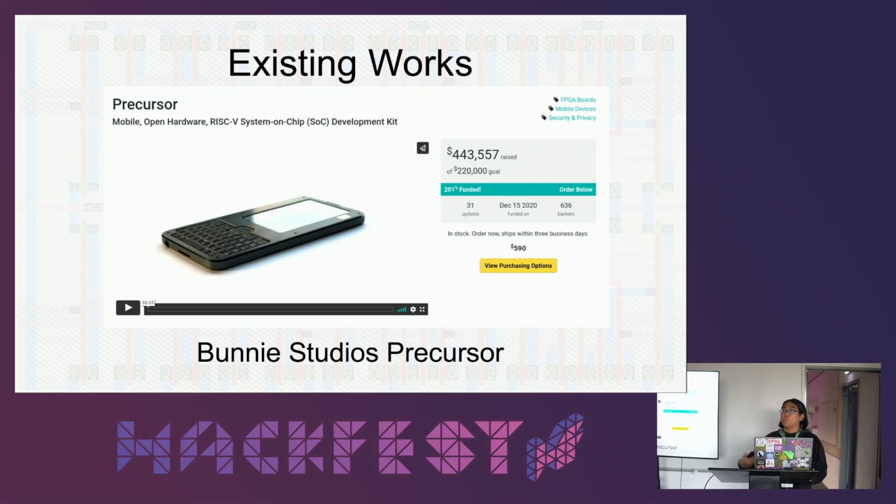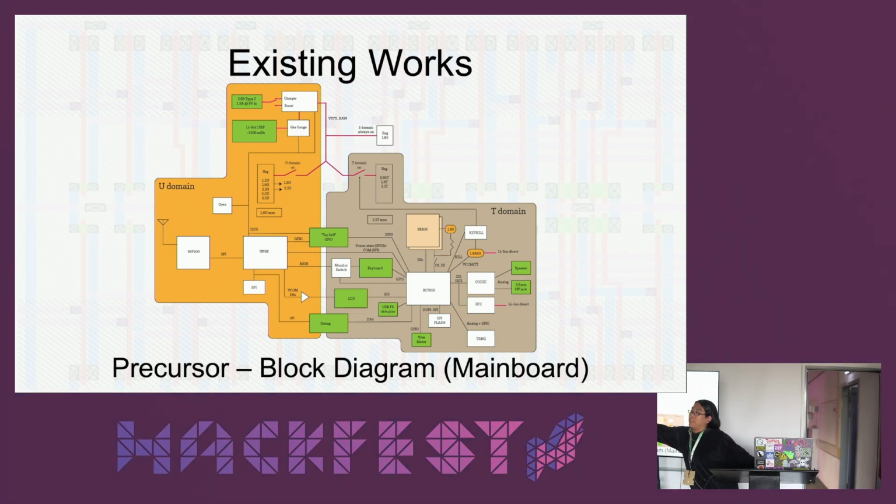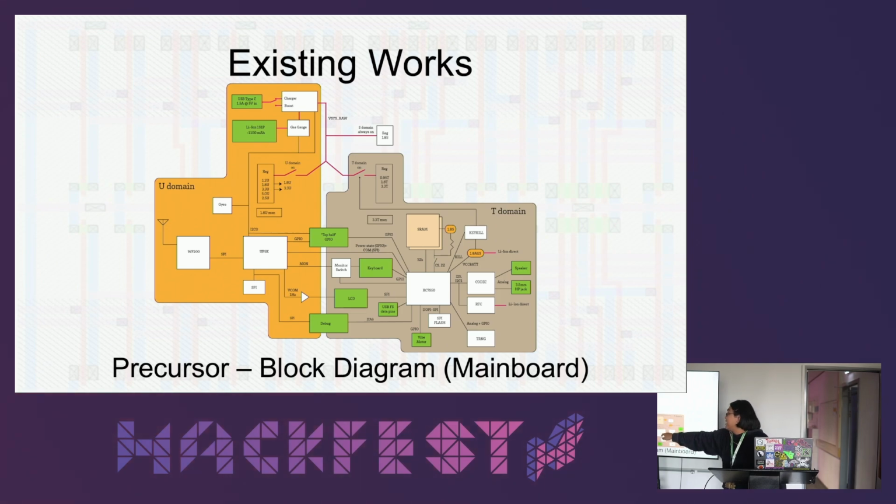And there are already existing works that make use of things like this, like Bunnie Studios' Precursor. Bunnie already gives you the whole design, right? You can see that this is the untrusted domain, the U domain, which handles things like power management. And this is where your trusted domain is. This is the FPGA here. The idea of the Precursor is that you can use it as a secret store, a secure wireless messenger. You can store all your keys inside the FPGA, and if need be, there's a kill switch that you can just activate, and it will destroy all the secrets stored in the FPGA itself.